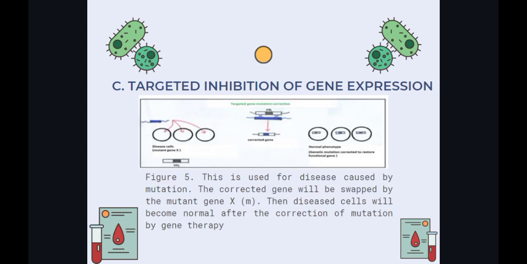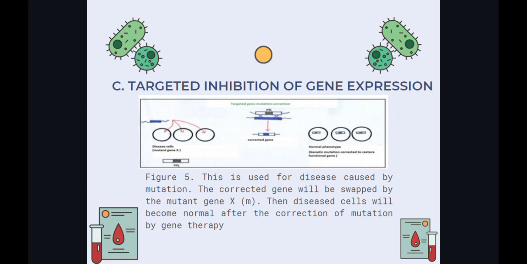In Figure 5, this is used for disease caused by mutation. The corrected gene will be swapped for the mutant gene X or M, then disease cells will become normal after the correction of the mutation by gene therapy.